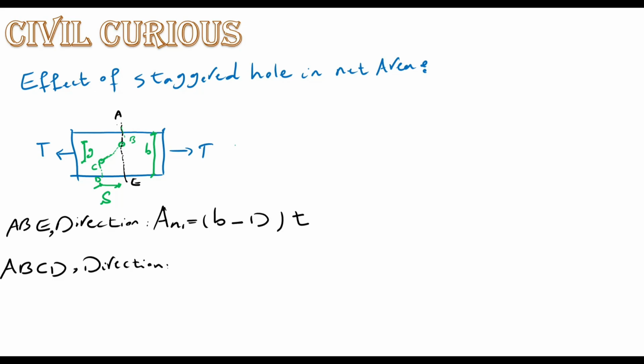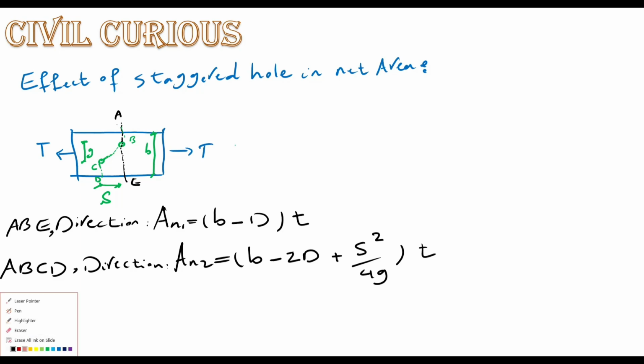we have here for this direction An2, which is equal to, since we have two holes, B and C, B minus 2D, plus S to the power of 2 divided by 4 times G times D. You have to memorize this formula, S2 divided by 4G, in every staggered direction.